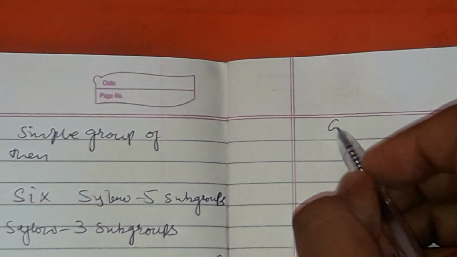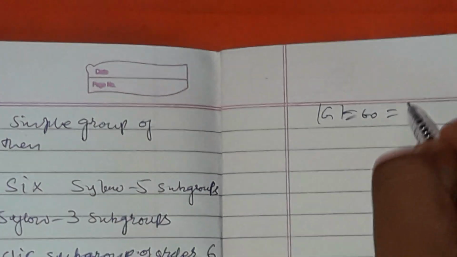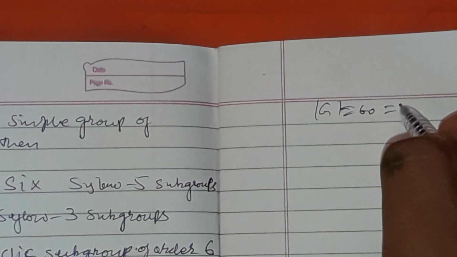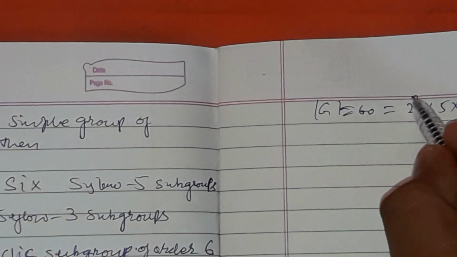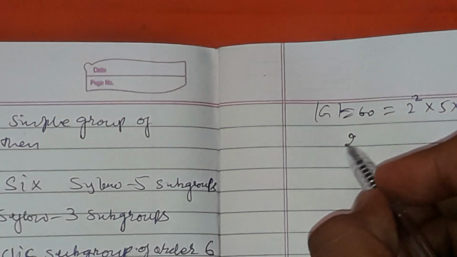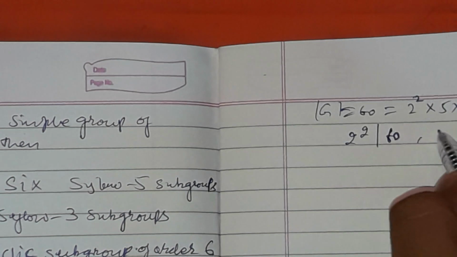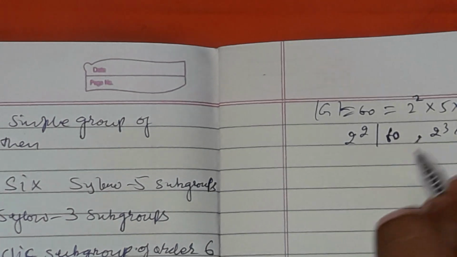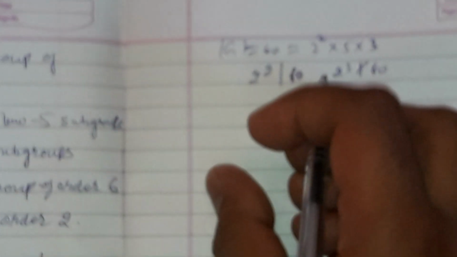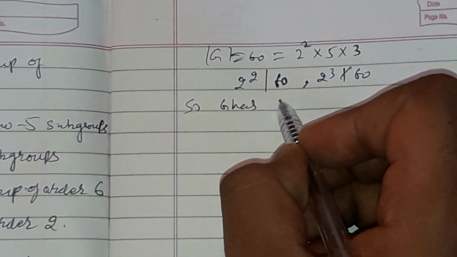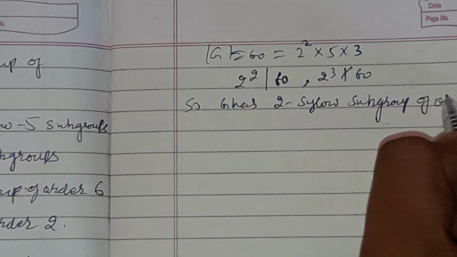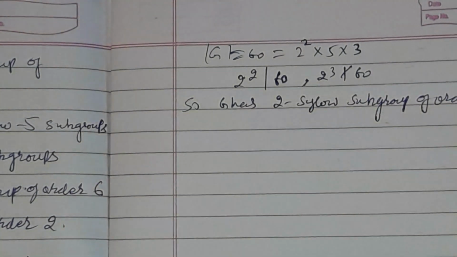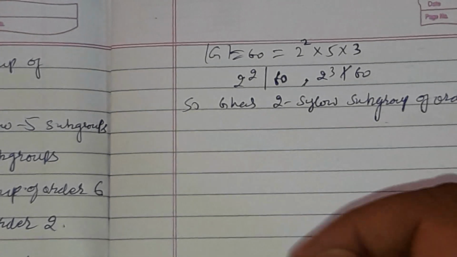Since the order of G is 60, it can be expressed as 2 to power 2 multiplied by 5 multiplied by 3. This is the prime factorization of 60, and 2 to power 2 divides 60, but 2 to power 3 doesn't divide 60. So G has Sylow 2-subgroups of order 4.